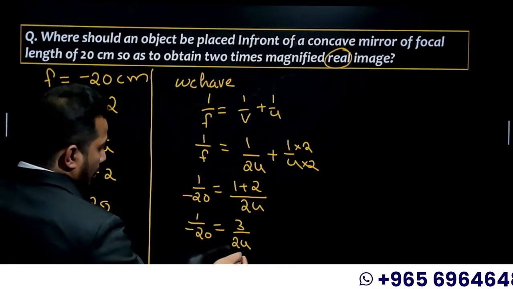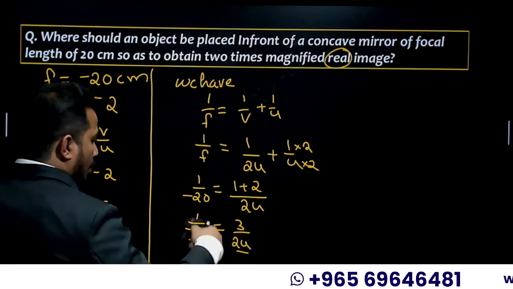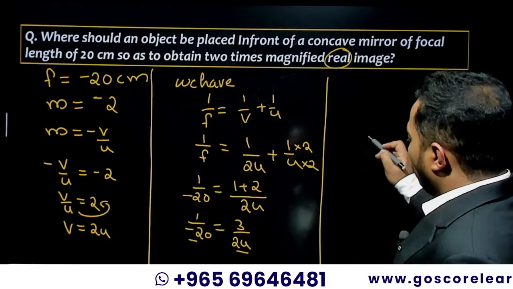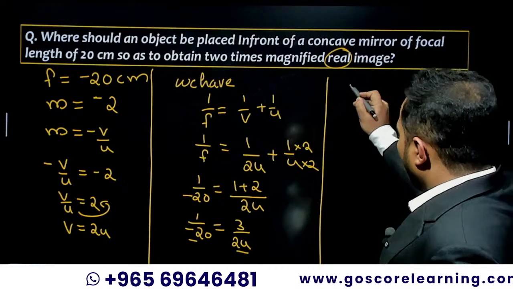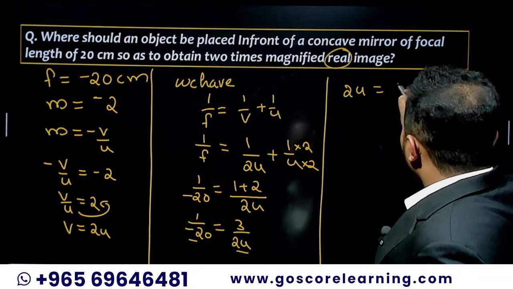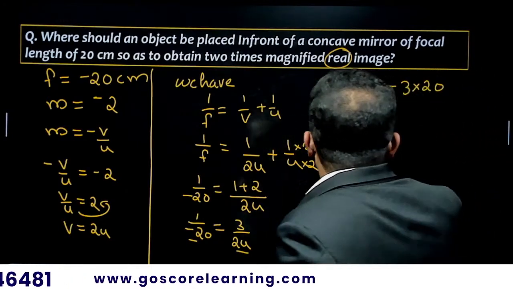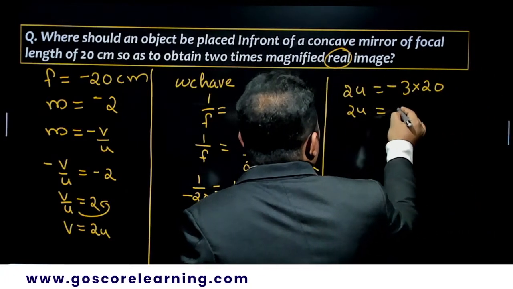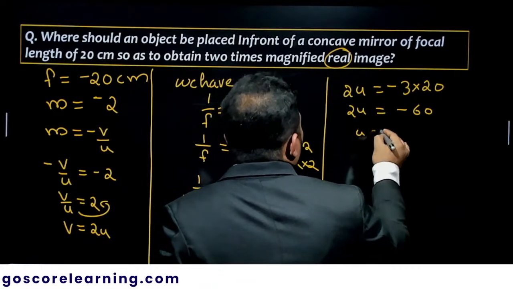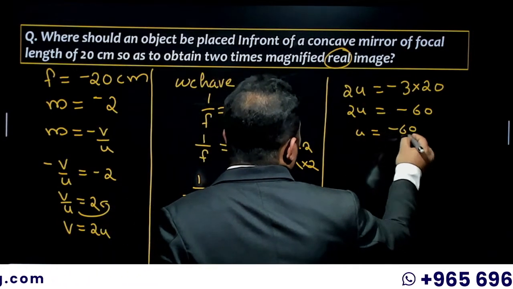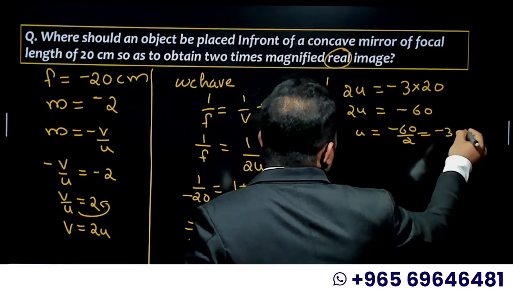We can take this 2U to the LHS, minus 20 to the RHS. That is the next step. So 2U is equal to minus of 3 into 20. So 2U is equal to minus 60. U is equal to minus 60 by 2, which is minus 30 centimeter.